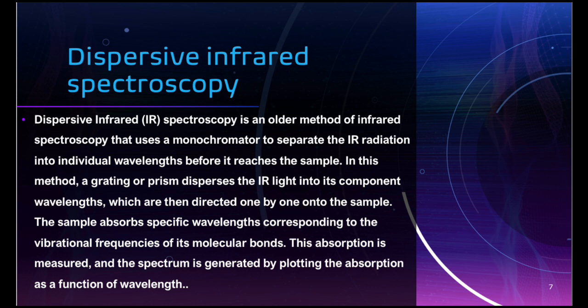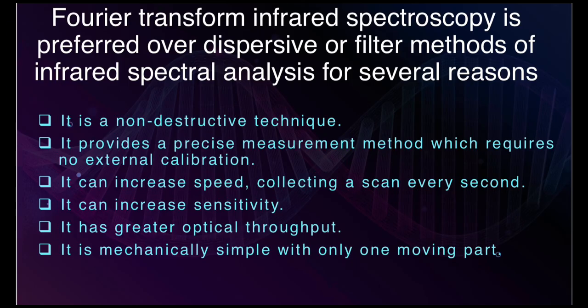The sample absorbs specific wavelengths corresponding to the vibrational frequencies of its molecular bonds. This absorption is measured, and the spectrum is generated by plotting the absorption as a function of wavelength. Fourier transform infrared spectroscopy is preferred over dispersive infrared spectral analysis for several reasons.